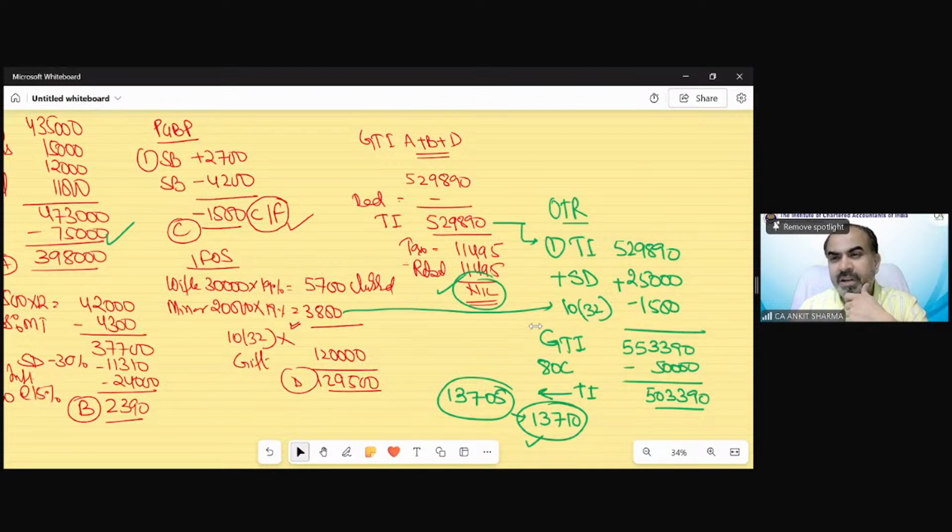Yes, 1500 under optional scheme, Shagupta, correct. Nothing to do, sir, as tax under DTR, correct.